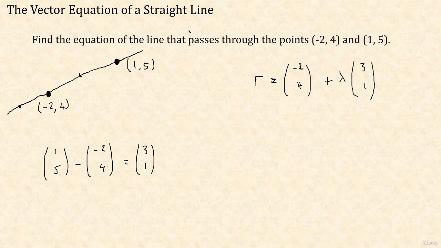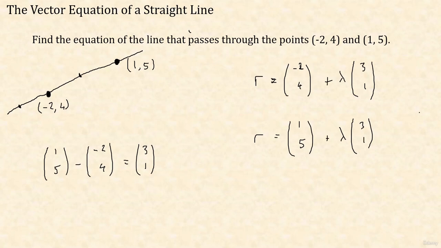Since the position vector can be any point on the line, another entirely correct answer is (1, 5) plus lambda (3, 1). So you can put (1, 5) as your starting point. So that would be another answer.